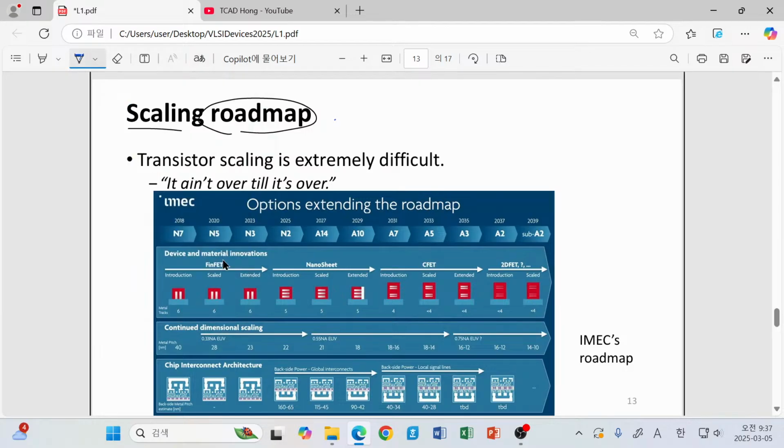In this context, in our lecture course this semester, when I say scaling, it means reducing the size of something. So the scaling roadmap means: how can we reduce the size of our transistors? That is scaling. And roadmap means that there are some competitors in this chip fabrication industry.